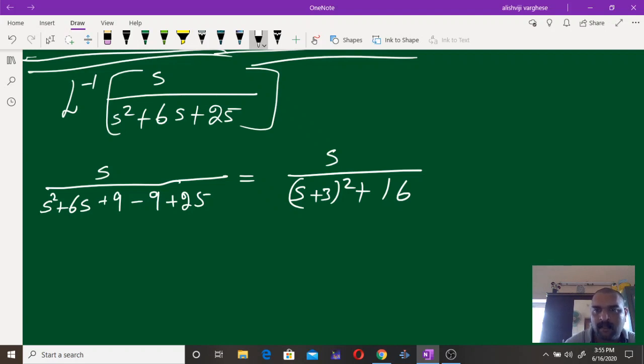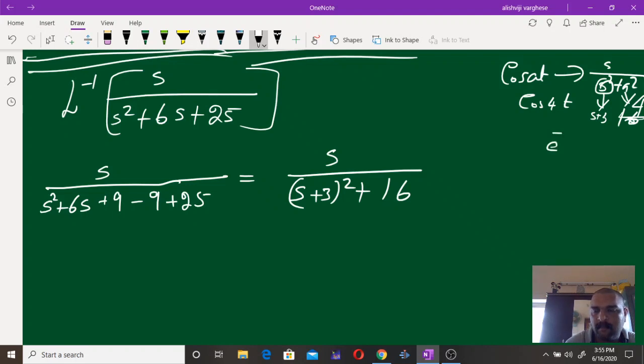But what we have is the Laplace transform of cos at is s by s square plus a square. Instead of this a square, we have root of 16, that is 4. So it is cos 4t form, but this s is replaced with s plus 3, which means we have to use a shifting of this cos 4t with e raised to minus 3t. So e raised to minus 3t into cos 4t, but still there is a problem. In the numerator also we have an s, and that s also has to be shifted with a parameter of 3.